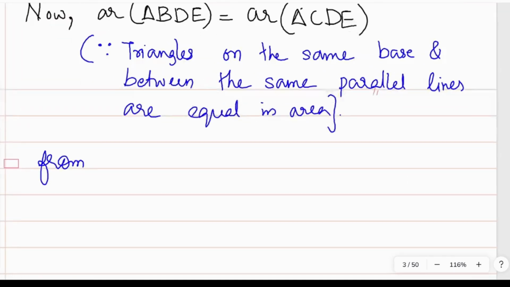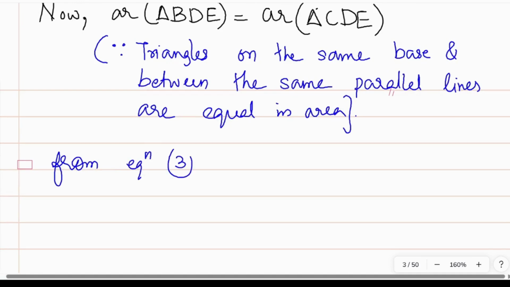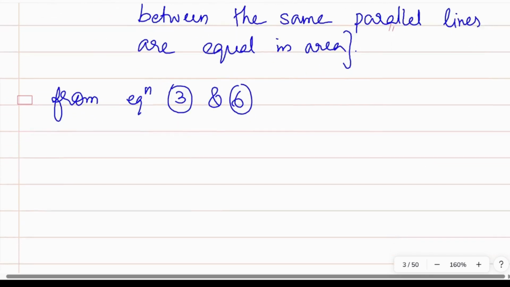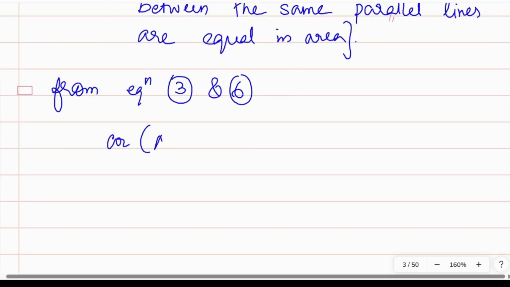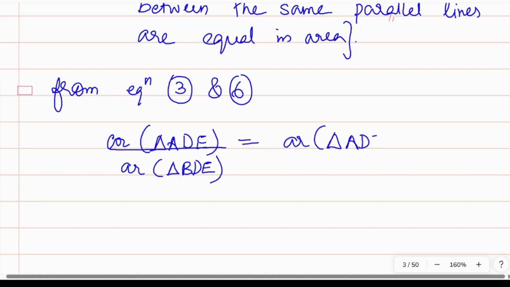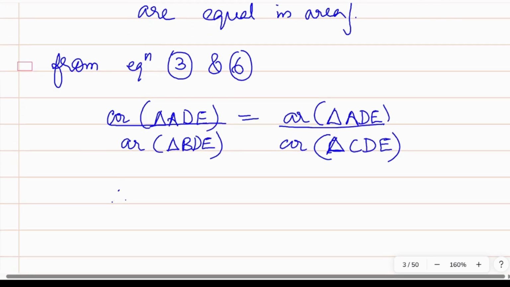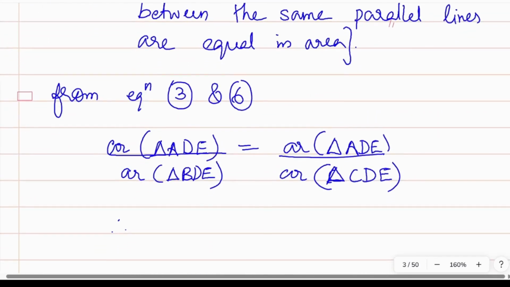These two equations you have to take from equation 3 and 6. What can I write? Area of triangle ADE divided by area of triangle BDE equal to how much? It is equal to area of triangle ADE divided by area of triangle CDE. Okay. Therefore, we can tell that from 3 and 4 we can tell this one also. I will give the equation number 7.